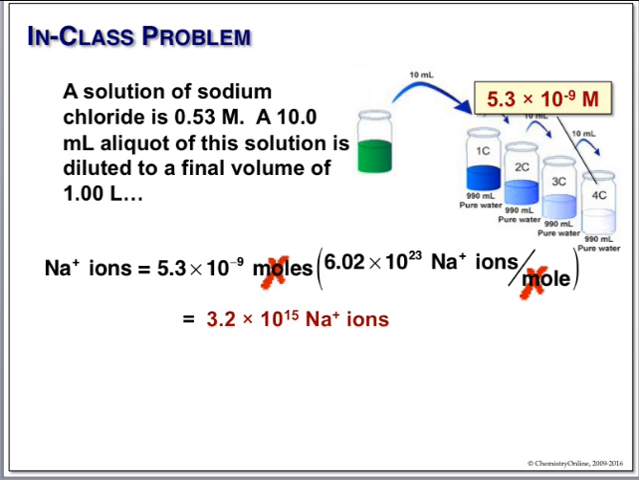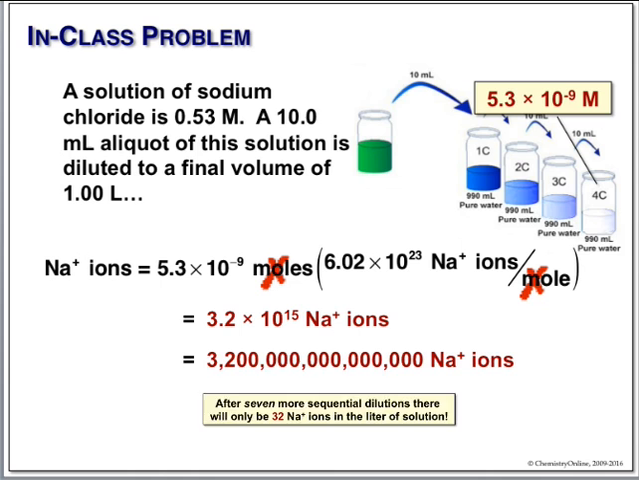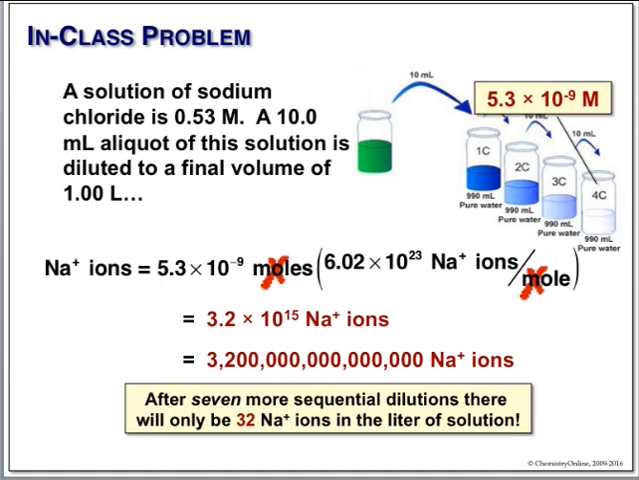But you know what's even more amazing? What if we did this thing? We did 4 dilutions, right? What if I did 7 more? Yep, I'm just going to take 10 mils and do it again, and do it again, and do it again. If I did this 7 more times, how many sodium ions would we have in our liter? Just 32 sodium ions per liter. Isn't that amazing?